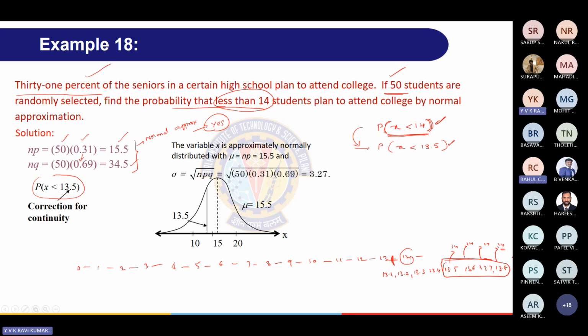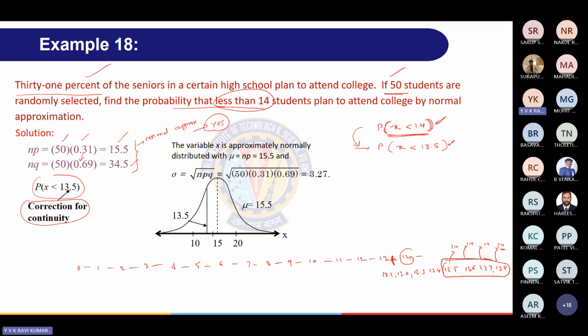Am I clear? You rounded it to 14, no? Yes, yes, that is the only difference. Yes, a small difference will be there. That's why, even if you want to avoid it, that is where they do this correction for continuity. Was it done because we converted a discrete distribution into a continuous distribution?